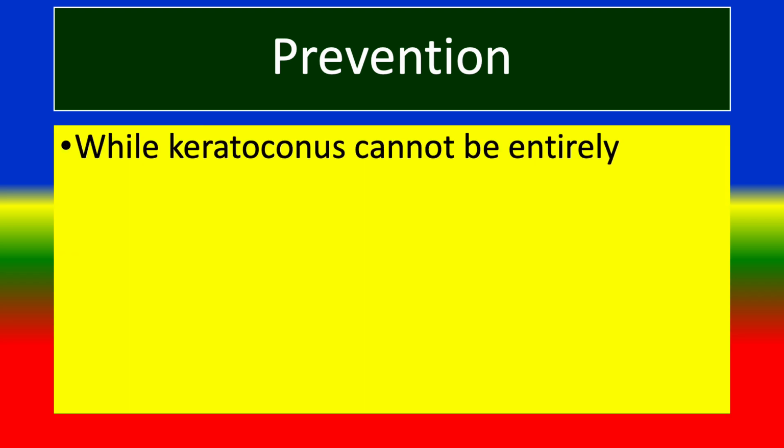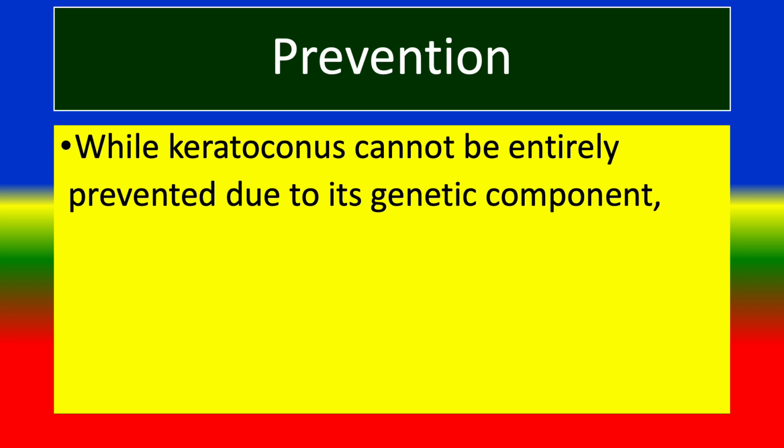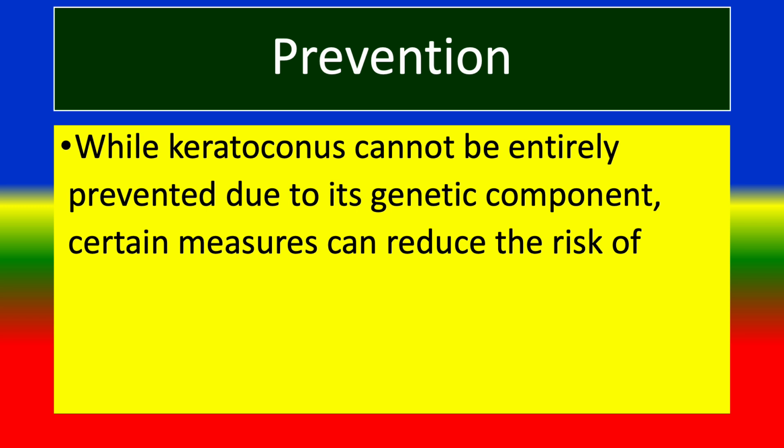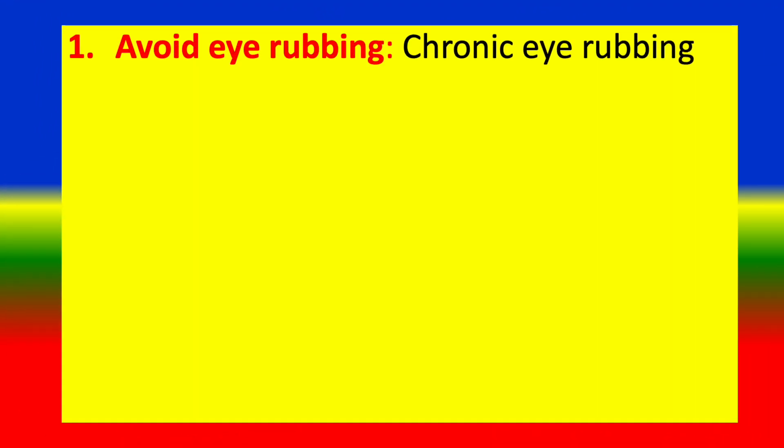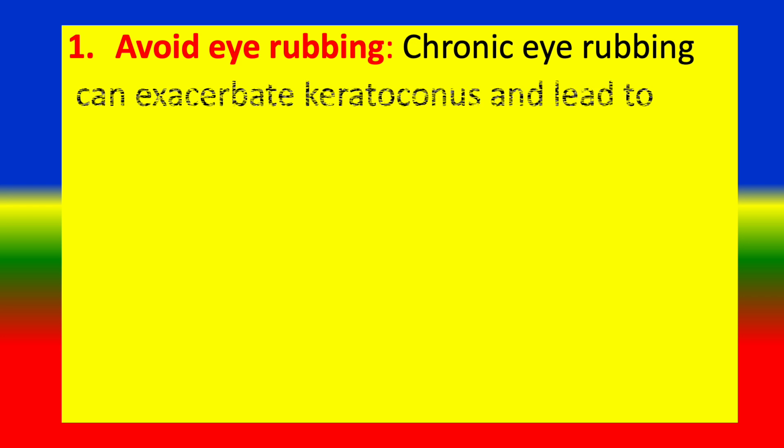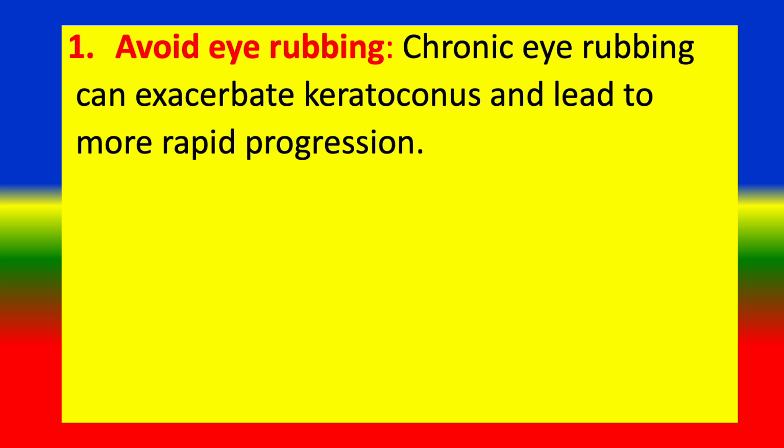Prevention. While keratoconus cannot be entirely prevented due to its genetic components, certain measures can reduce the risk of progression. 1. Avoid eye rubbing. Chronic eye rubbing can exacerbate keratoconus and lead to more rapid progression.